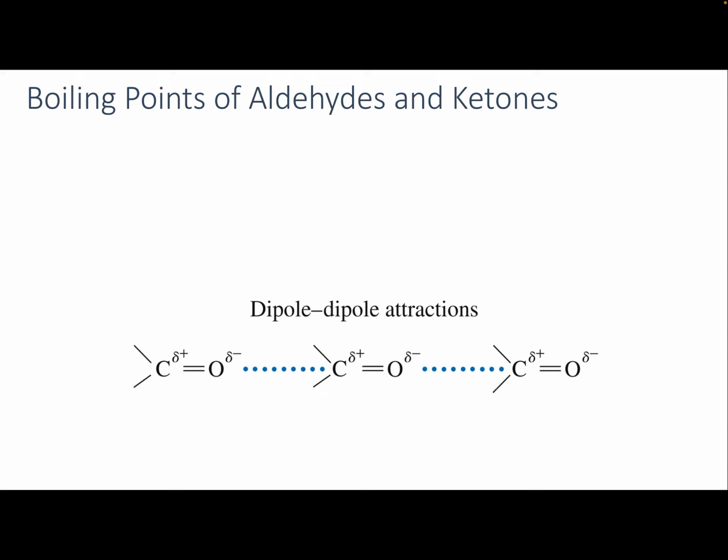Aldehydes and ketones will have higher boiling points than alkanes and ethers of similar mass, because the alkanes and the ethers don't have carbonyl carbons. They don't have any polar groups in them. So when we're ranking from low BP to high, actually that's on my next slide. I can just show you that here.